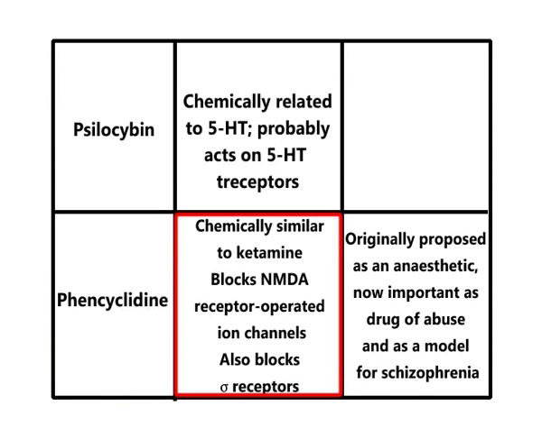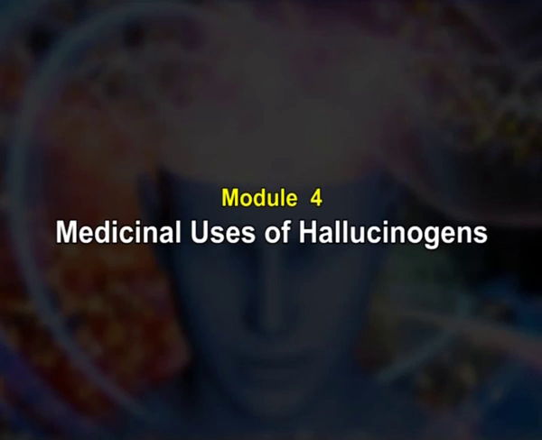Phencyclidine is chemically similar to ketamine, blocks NMDA receptor-operated ion channels, and also blocks sigma receptors. It was originally proposed as an anesthetic, and is now important as a drug of abuse and as a model of schizophrenia. Now coming to Module 4, medicinal uses of hallucinogens. Hallucinogens have been studied for possible medicinal uses, including the treatment of some forms of mental illness, alcoholism, and addiction to the drug opium.